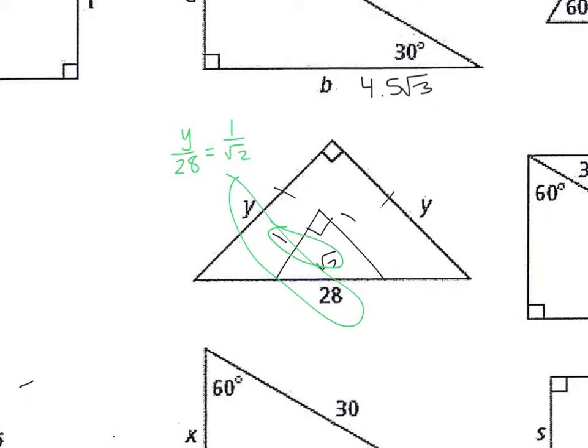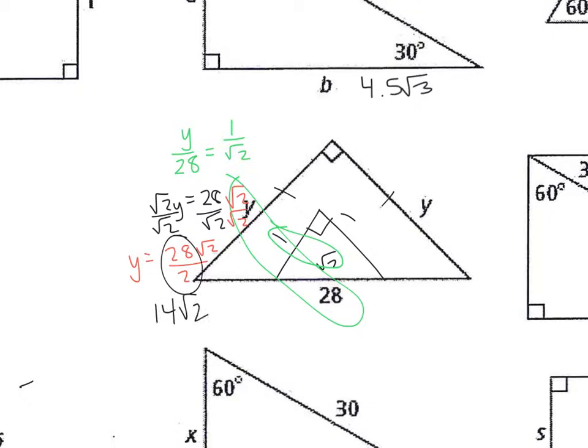And cross multiply. So root 2 y equals 28. Divide both sides by root 2. But then you need to rationalize. So y is equal to 28 root 2 over 2. But you should reduce this. So this is 14 root 2. So 14 root 2 are your answers for y.